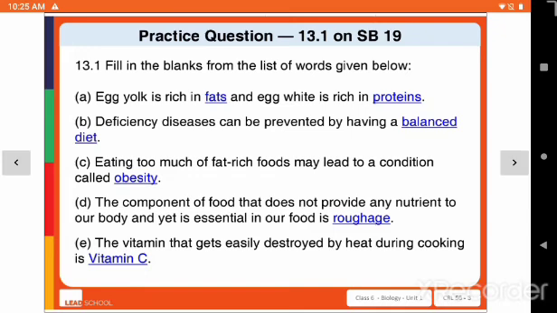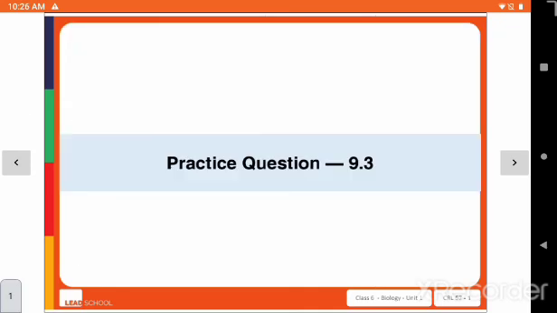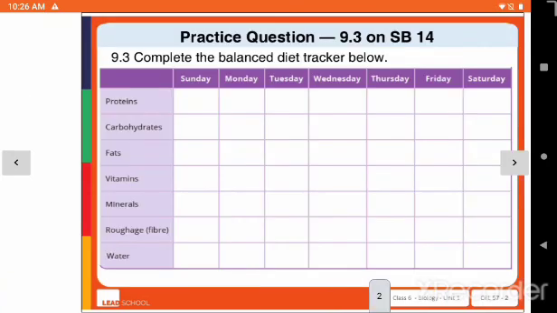And D. The component of food that doesn't provide any nutrient to our body and yet is essential in our food is roughage. And the last is the vitamin that gets easily destroyed by heat during cooking is vitamin C. So let us check our balanced diet tracker and see how we are maintaining our diet. Practice question 9.3. Complete the balanced diet tracker below.